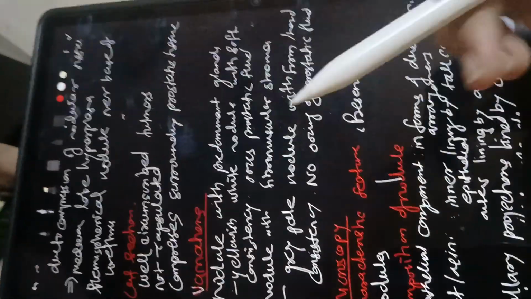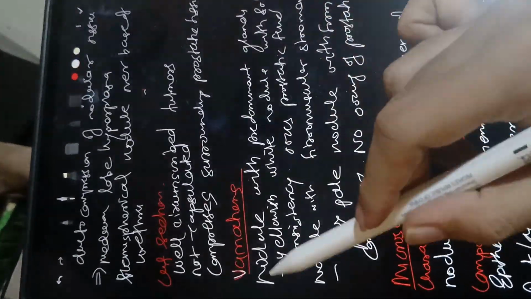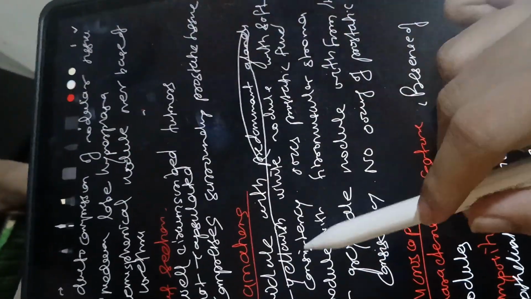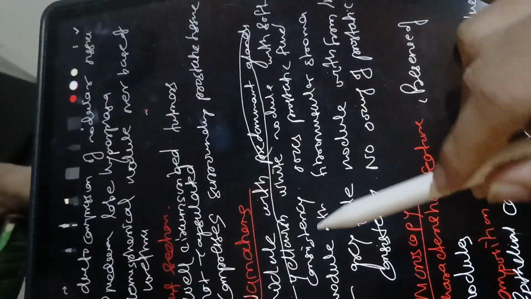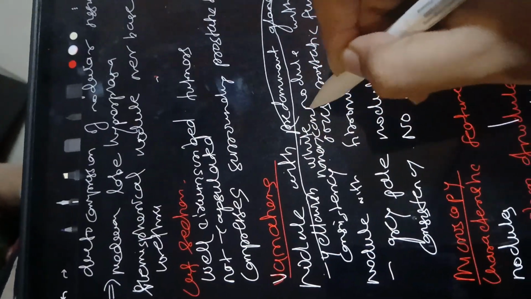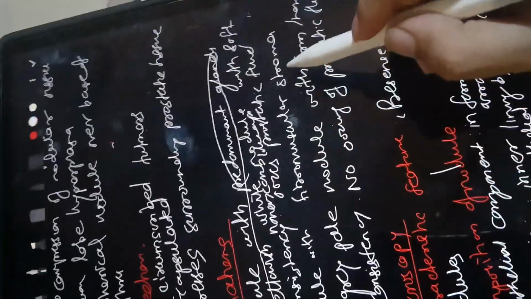So basically, what are the variations? We have two types of variations. The first variation is a nodule with predominant glands. If the glands are predominant, there will be yellowish white nodules with soft consistency, and a honeycomb-like appearance will be observed. And also a nodule with fibromuscular stroma.